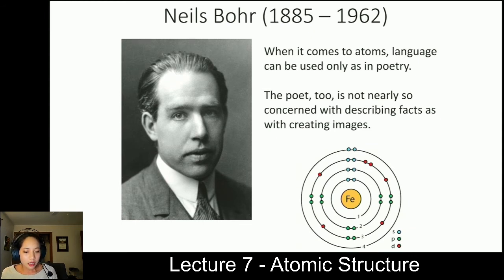And we're taking his approach to physics and chemistry, to describing atoms and their electrons. He really said, what's his quote here? When it comes to atoms, language can only be used as in poetry. The poet, too, is not nearly so concerned with describing facts as with creating images. So that's what we're going to be doing when trying to describe atoms, is create these images that can convey electrons and hopefully give us some insight about reactivity of those different elements. So we're going to be creating images, and this is related to our orbital diagram, which is what you see right here.